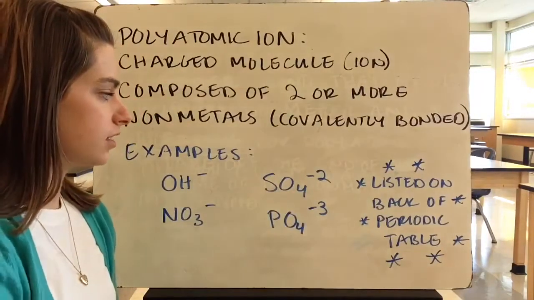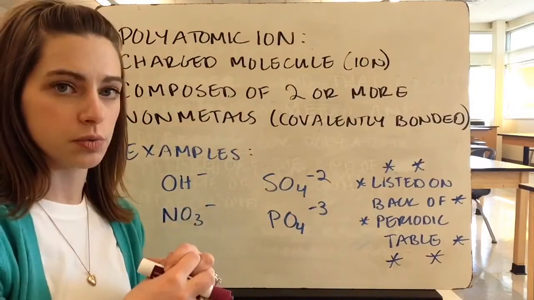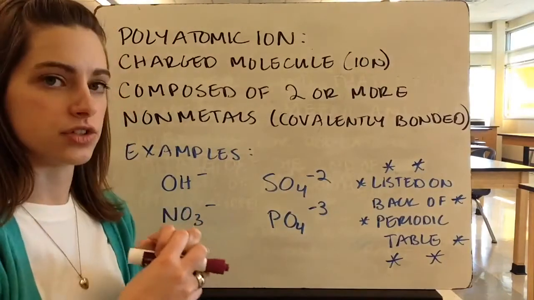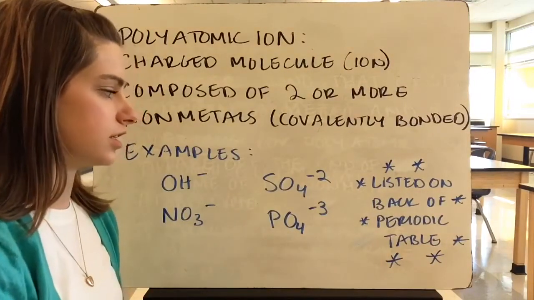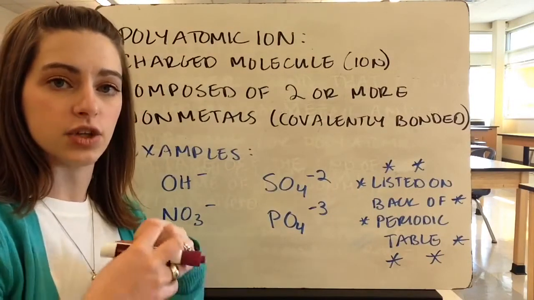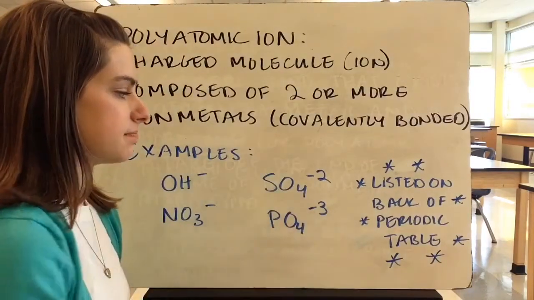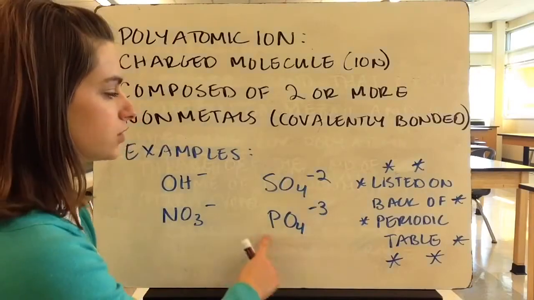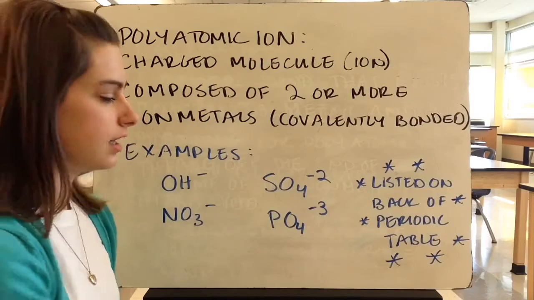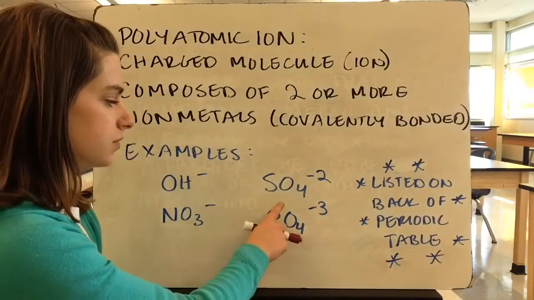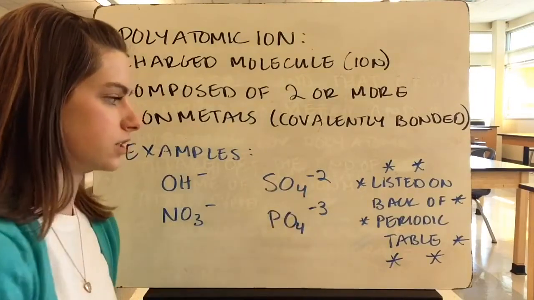SO4 is sulfate. Sulfate is one sulfur and four oxygens bonded together. As a group, that molecule has a -2 charge. Phosphate is one phosphorus, four oxygens bonded together. As a group, as a molecule, that group of atoms has a -3 charge. So we can treat these in the same way that we would treat any other nonmetal. Just instead of having phosphorus with a -3 charge, we have PO4, all of this with a -3 charge.